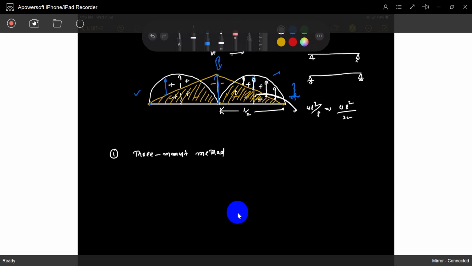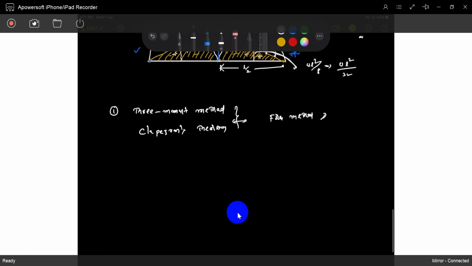It is also called the Clapeyron theorem. Everything is the same. This is called the force method. This is a force method, not a displacement method. How is it? What is it?